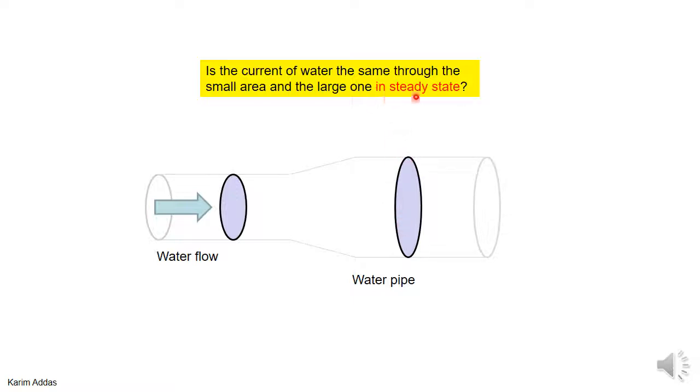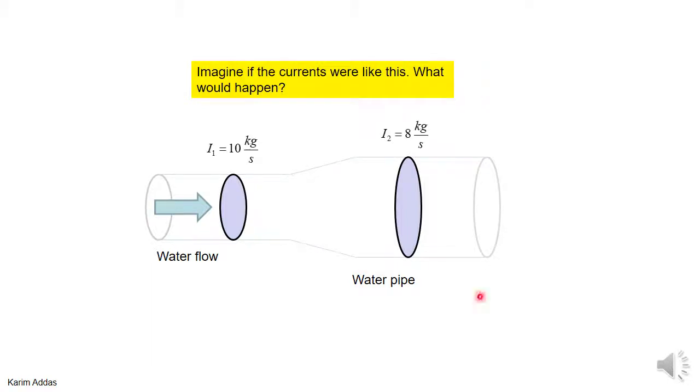In steady state, can the current of water through this surface be different than the current of water through this surface? Can they be different or not? Well, let's give an example. Let's say the current here is 10 kilograms per second. So 10 kilograms are going in every second through this surface, and through this surface 8 kilograms per second are leaving. What would happen in this case?